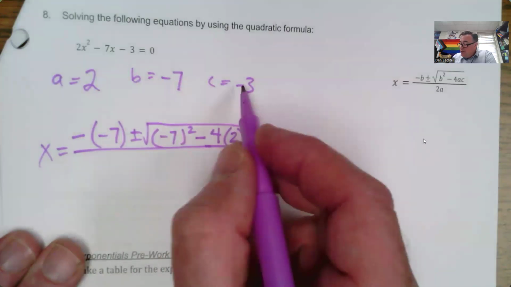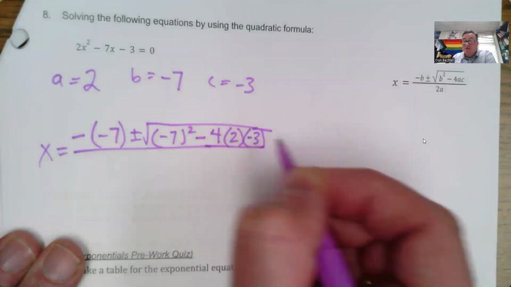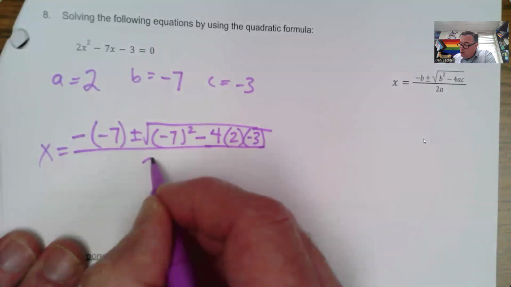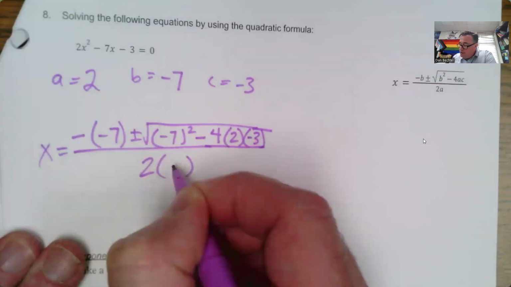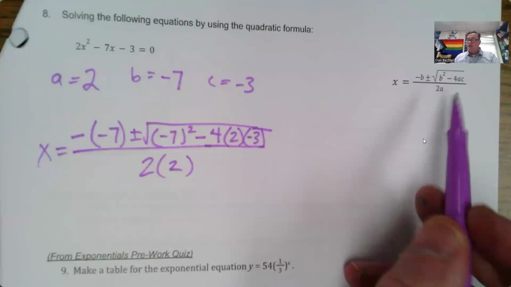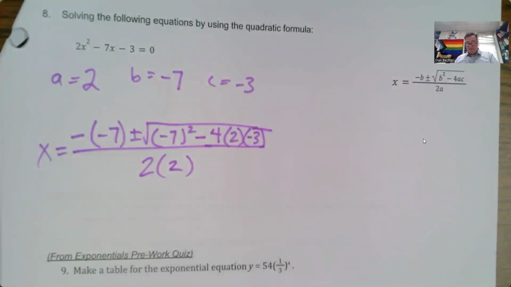So then we have the c there with the negative 3. That was unfortunate. So that's what we're doing. Then we have 2a on the bottom. A is 2. So I've just put everything where it's supposed to go, just using the formula that I have over the side. Now my next step is going to be to simplify everything.